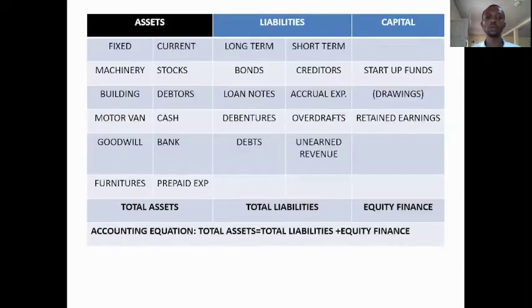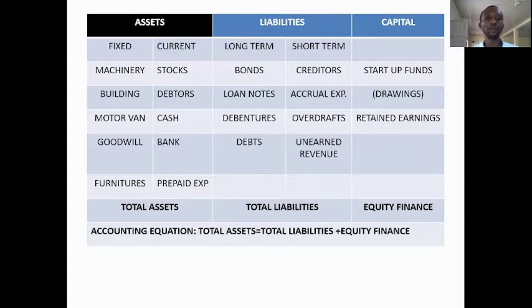All right, let's go. Now let me classify assets for you, the items in the balance sheet. We have assets, we have liabilities, and we have capital, just as we have it on this table. We have assets that are fixed. We have assets that are current. Now, this fixed asset is what they now call non-current assets.